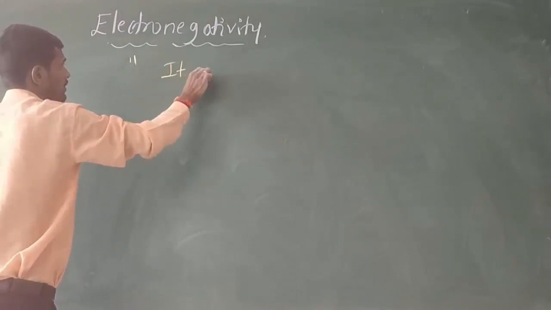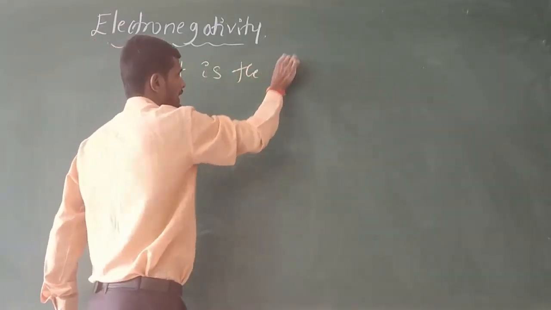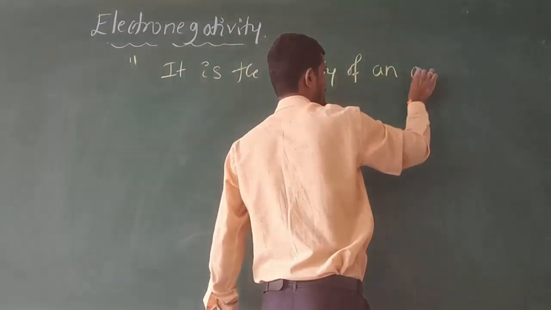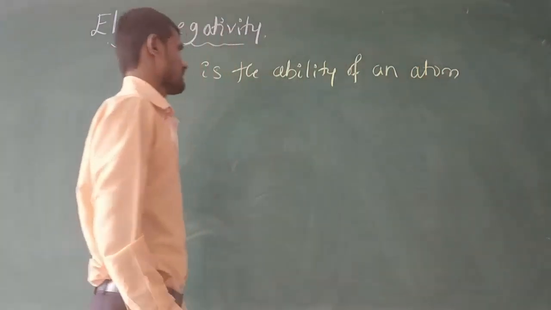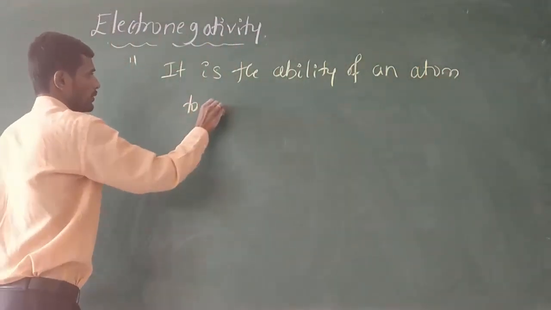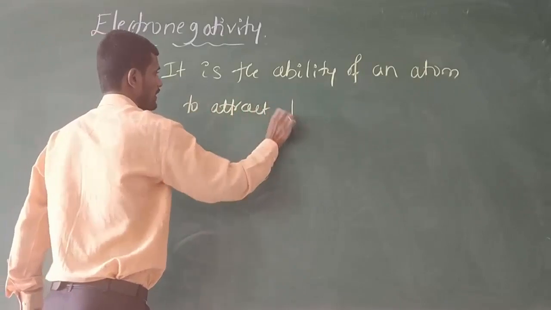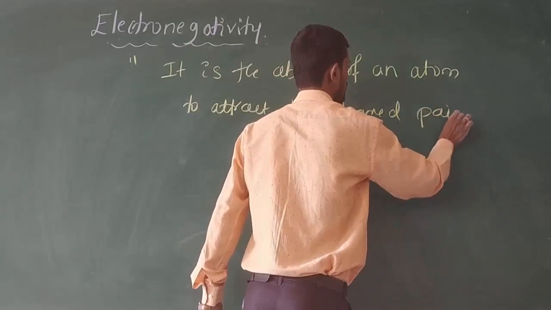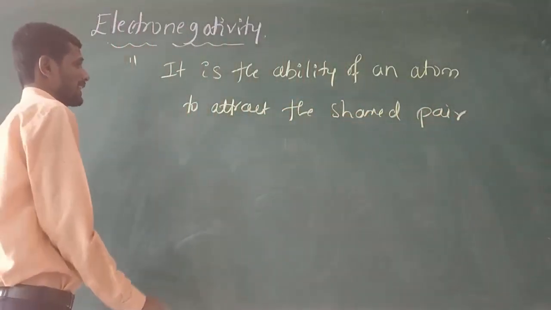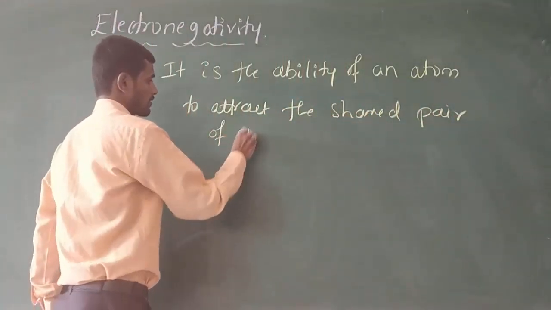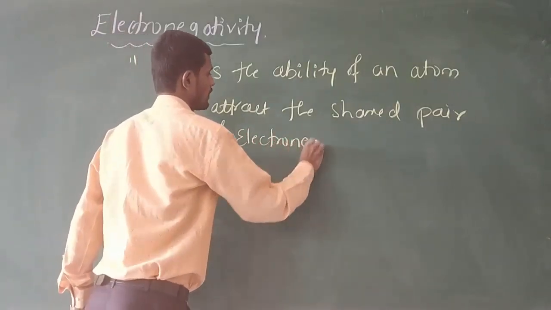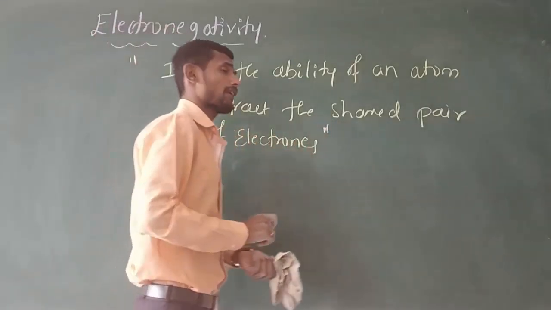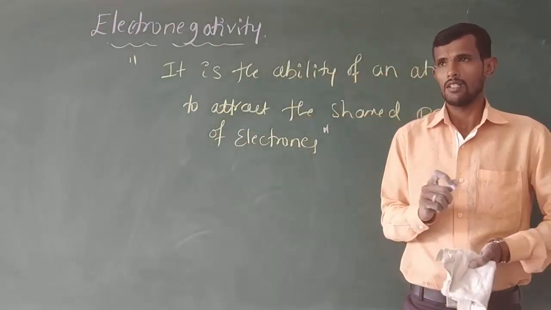it is the ability of an atom to attract the shared pair of electrons. Yes, remember this definition. What is electronegativity? Students, this word I used several times in the presence of halogens.